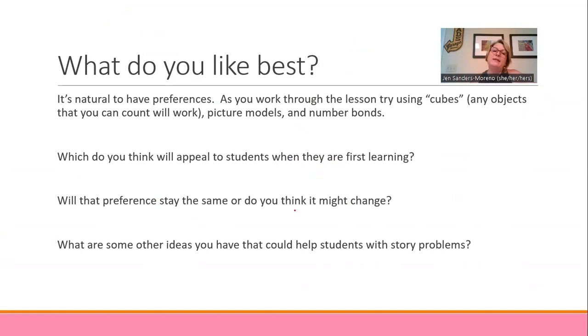Will that preference stay the same, or do you think it might change? You can make an argument for either one, that maybe it's their comfort zone, so they want to stick with it, or maybe their brains are developing, they want a faster way to do it, better problem solving, so maybe they're going to switch gears. Again, arguments can be made both ways. Do you have some other ideas? Right now I'm presenting to you linking cubes, picture models, and number bonds, but what else is out there? What else do you think might be helpful to connect those concepts? So these are just some thinking points. There are no wrong answers to this list. It's just to get your brain flowing and thinking about what is going to work.